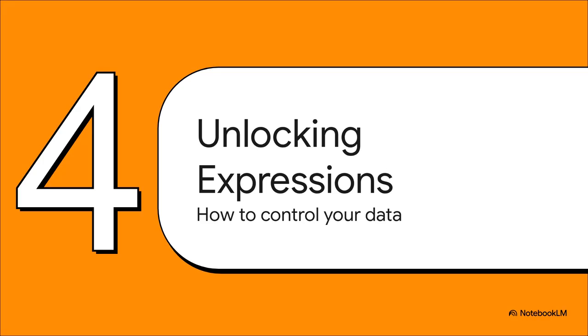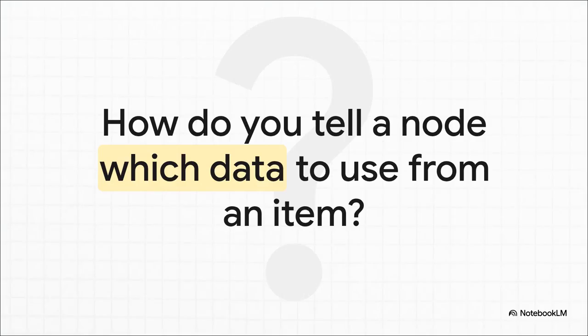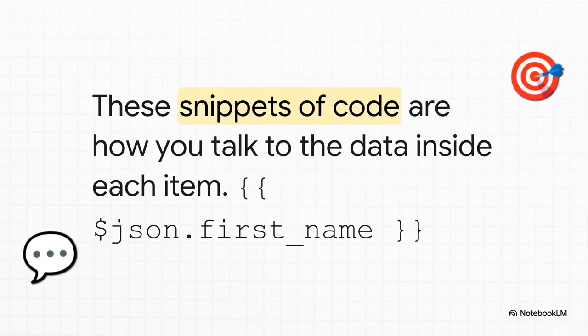Now we get to the really fun part. We know the nodes run on each item, but how do we tell a node exactly what to do with the data that's buried inside that item? I mean, if you're sending an email, how do you tell the email node, hey, for the greeting, go grab the first name, and for the address field, use the email key? How do you point to that specific piece of data? The answer is with expressions. These little snippets of code are how you talk to the data inside each item. They're how you reach in and pull out the exact values you need.